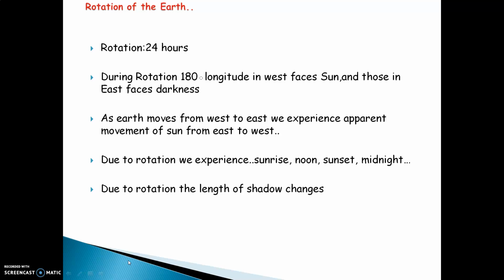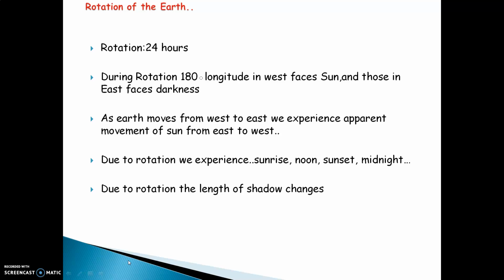Due to rotation, we experience sunrise, noon, sunset and midnight. Sunrise is the first phase of the day, which takes place around 6 to 7 a.m. in the morning. Next is the noon, that is the midday, when the sun is right above your head. Sunset takes place in the evening around 6:30 to 7 o'clock, and midnight is the night time we face. These are the four important phases of the day we face because of the rotation of the Earth.